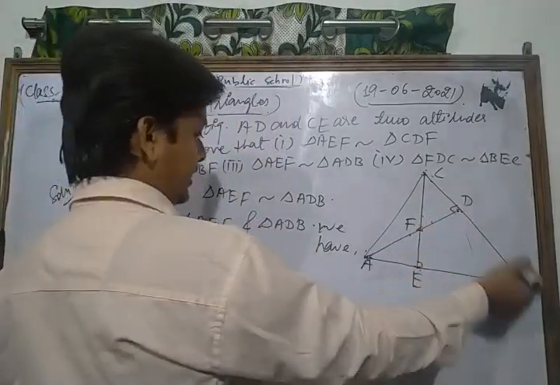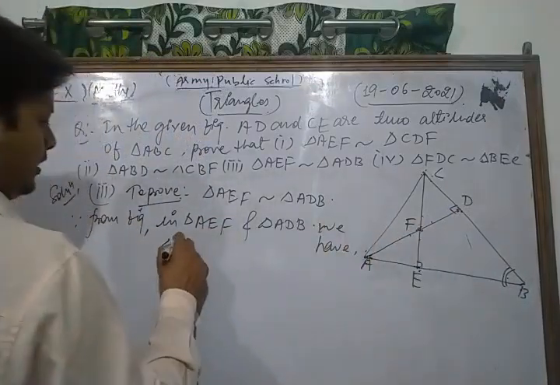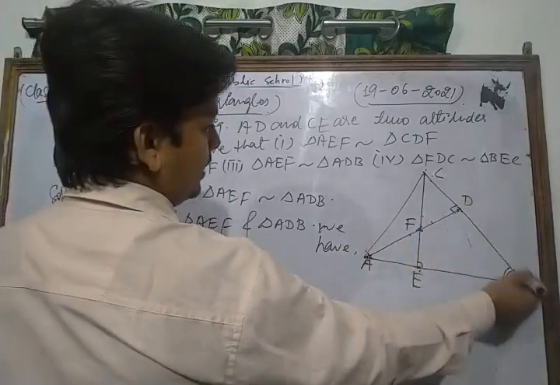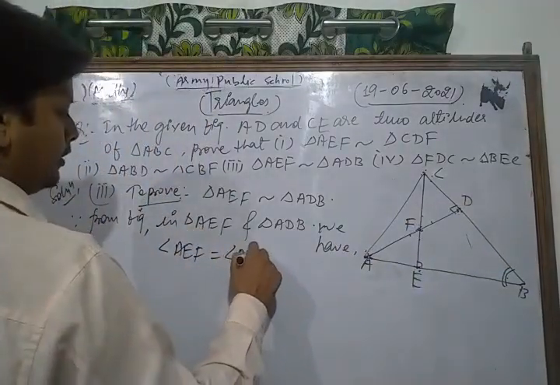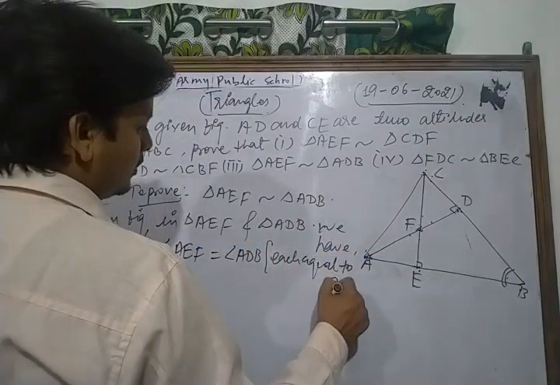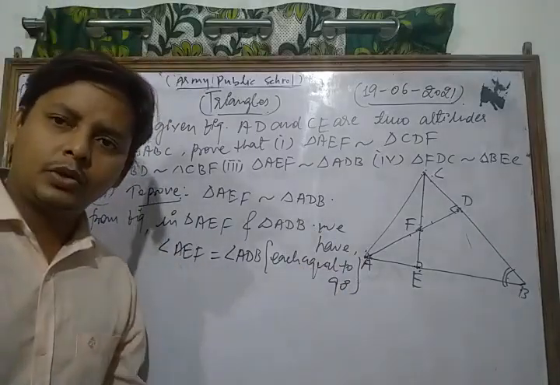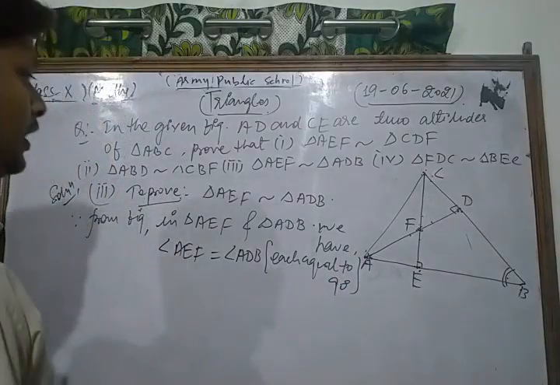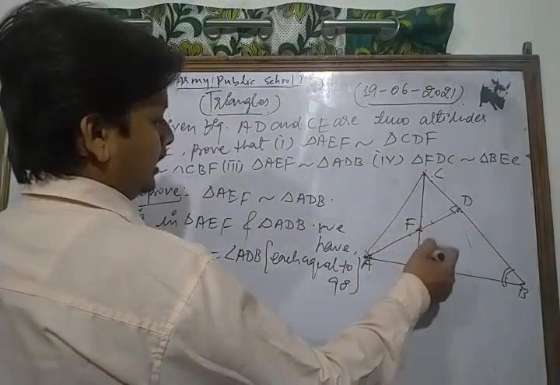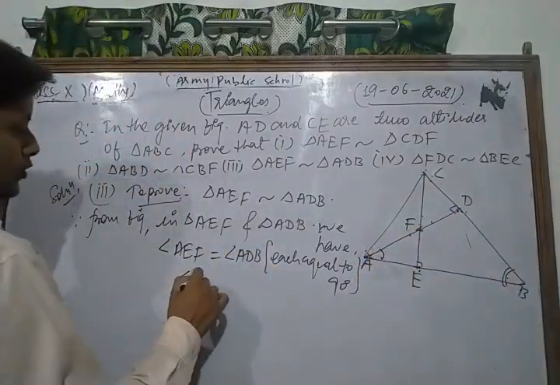AEF and ADB. Look, in that triangle, angle AEF is the same as angle ADB because each is equal to 90 degrees. And in both triangles AEF and ADB, angle A is common. Angle A is equal to angle A.